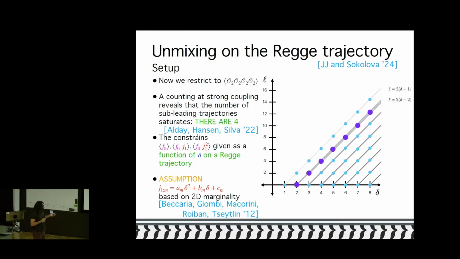So then we tried to play the same game. We took constraints that Fernando and friends graciously computed for us, and we computed spectral data on our own. We made some assumptions inspired by work done by Arkady and collaborators. Essentially, we tried to see if we can solve this system and unmix these OPE coefficients on subleading Regge trajectories.